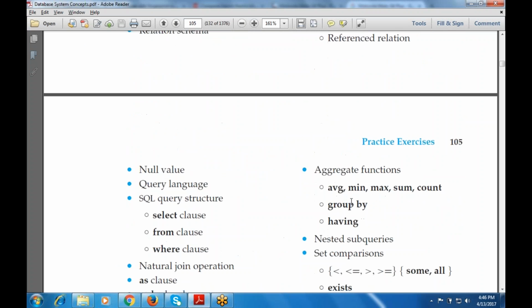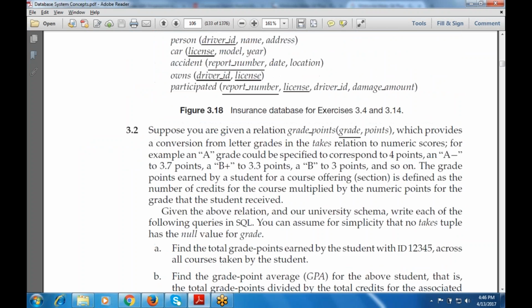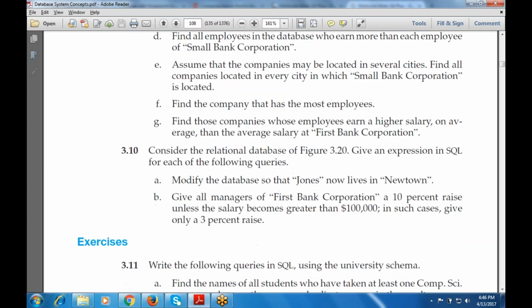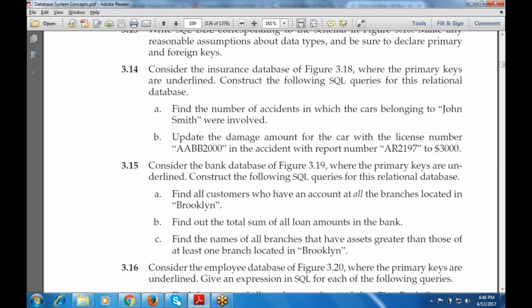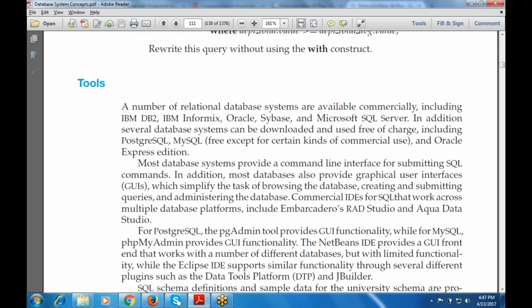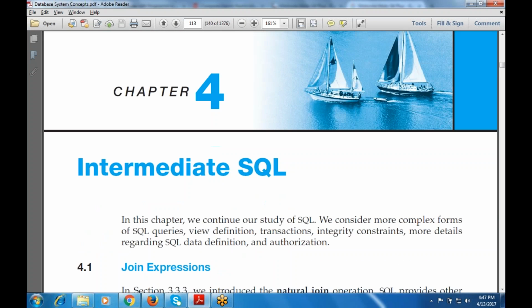Next are the review terms, and next, the practice exercises. These are the various practice exercises. Then there are bibliographic notes. Chapter 4 is intermediate SQL, which I am going to start in the next class because today we have finished too much.